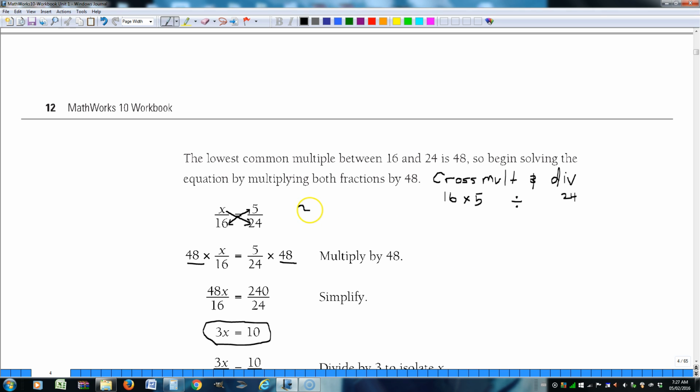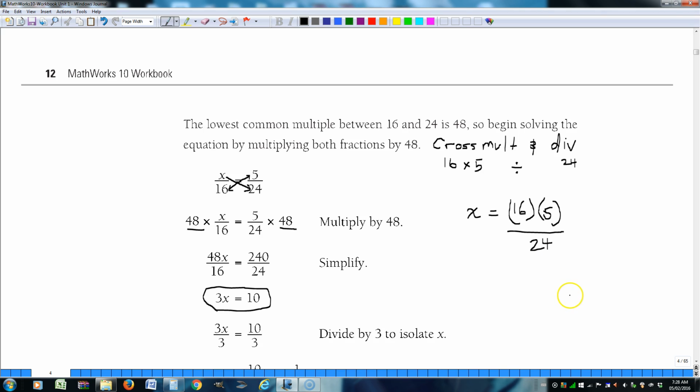Here's how it's going to work. x is going to equal 16 times 5 divided by the 24. Actually, I'm going to give myself more room here. Now this looks correct. In terms of algebra, it's the way we should be writing, without any x's for multiplication symbols. x is those two multiplied, divided by the 24.